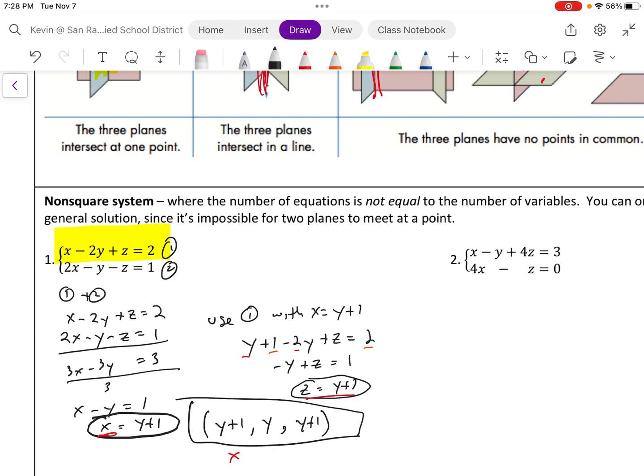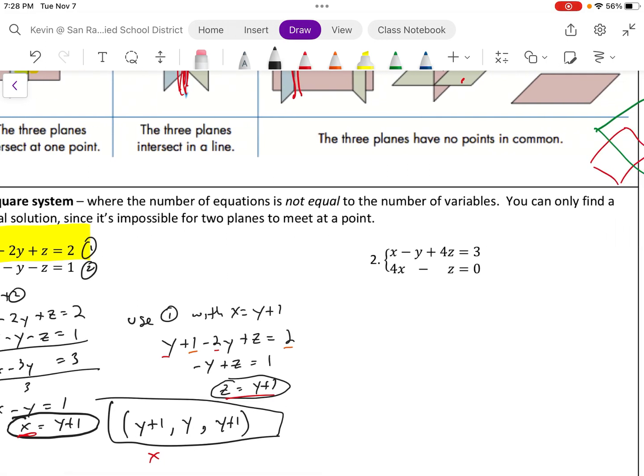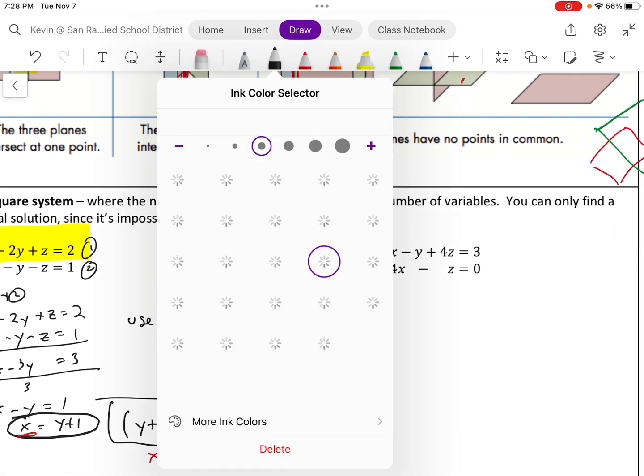All right, so all of our solutions are three values. They're all going to be in terms of y, and every time they'll all be in terms of one of the variables. It might be x, it might be y, it might be z. That is however it works out. Okay, let's do the same thing over here.